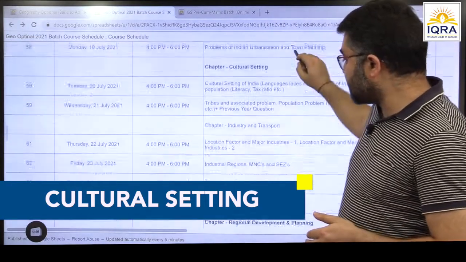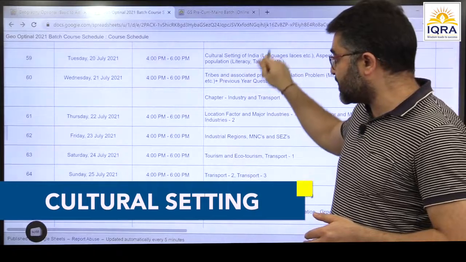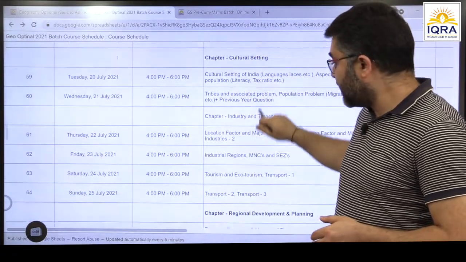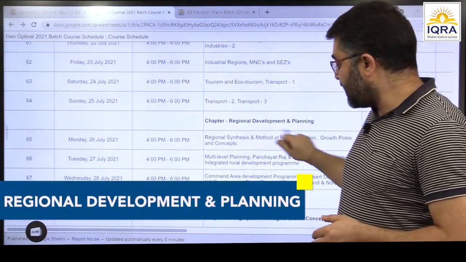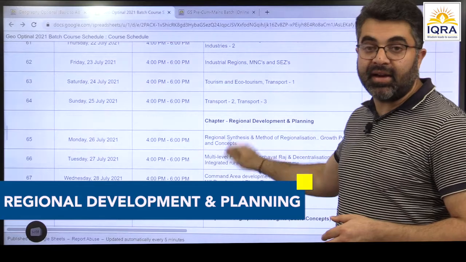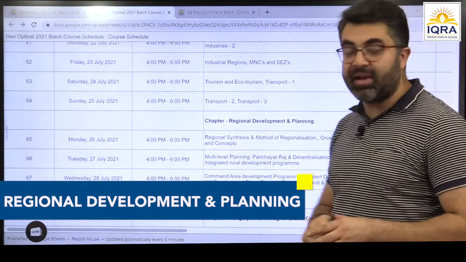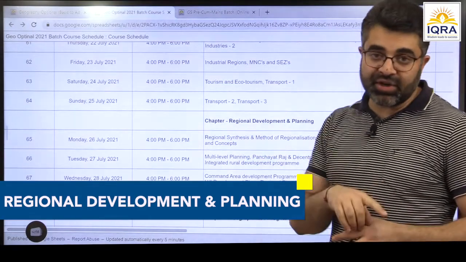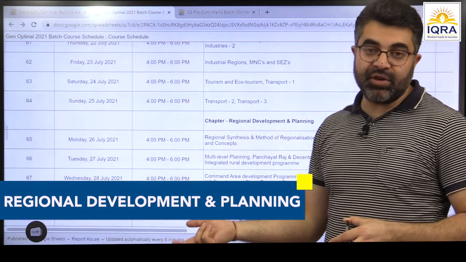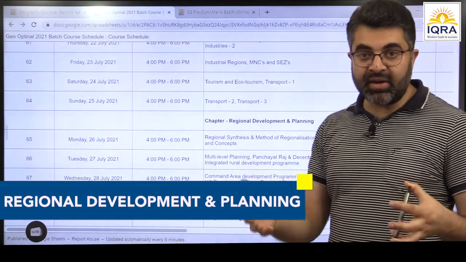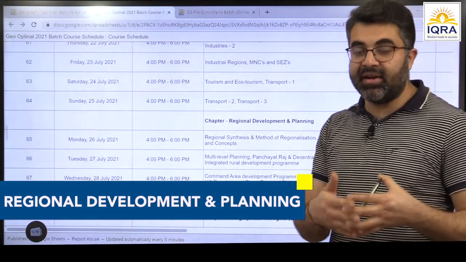Then cultural settings, again important for your social issues as well, right? Cultural setting, followed by industries and regional development and planning. This RDP, regional development and planning, is a very important topic mentioned in your paper 1 and also mentioned in your paper 2. So this is another topic that we are doing simultaneously, right?